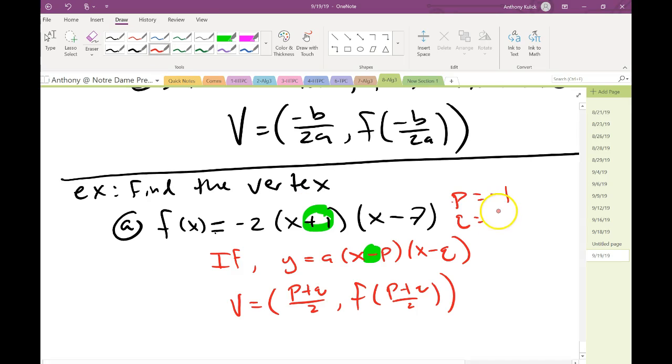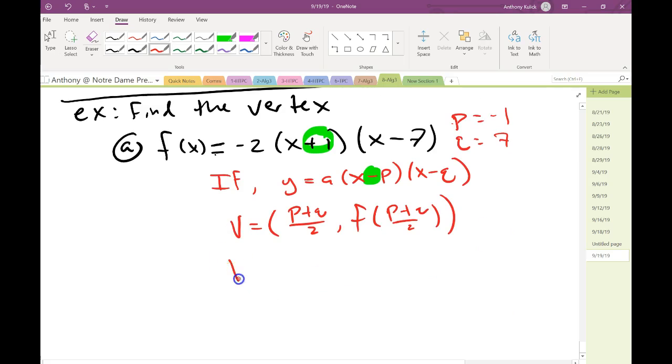That being said, then, what's my value for q? 7. It's not negative 7. Just like with the h's, it's going to be the opposite sign of what it appears in the function. So to calculate my x-coordinate, then, I'm going to do negative 1 plus 7 divided by 2. That gives me 3.